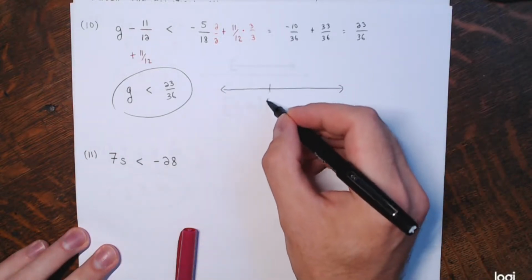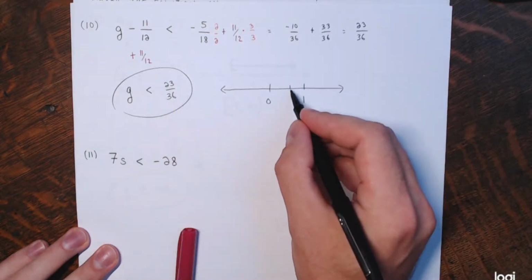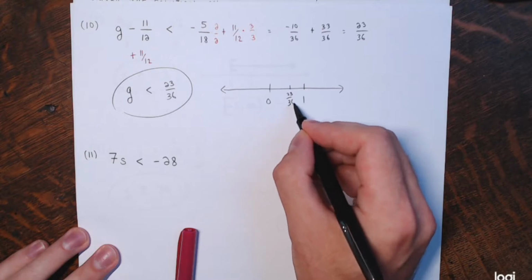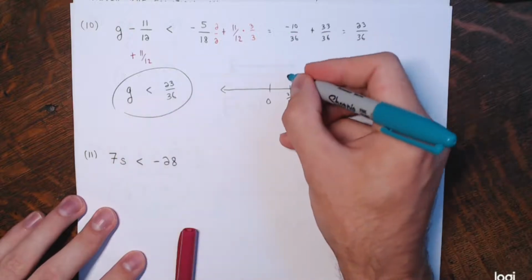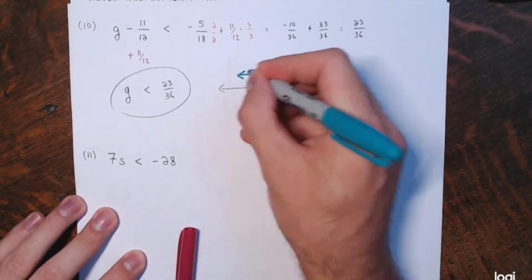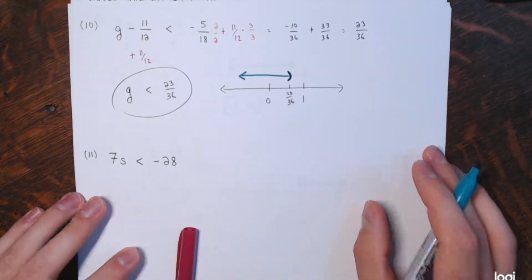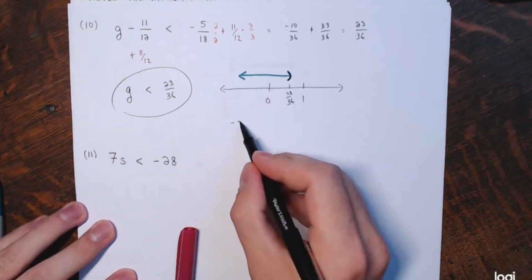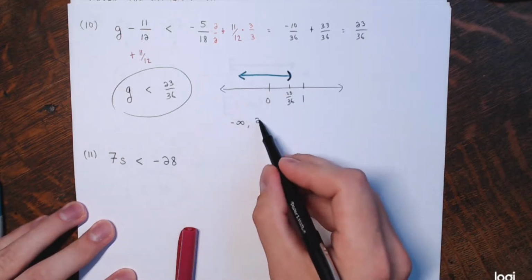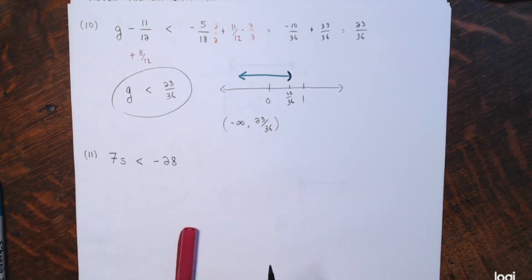And that would be between 0 and 1, but this time closer to 1. So there's 23 36ths on the number line. And we're looking for all the numbers less, so to the left of that number, but not including it. So parentheses or an open point above that. Then the interval notation for this piece is going from negative infinity on the left up to the 23 36ths on the right, and parentheses on both of those, because they're not included. They're not solutions, right?